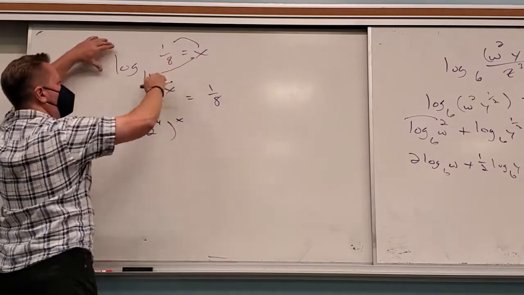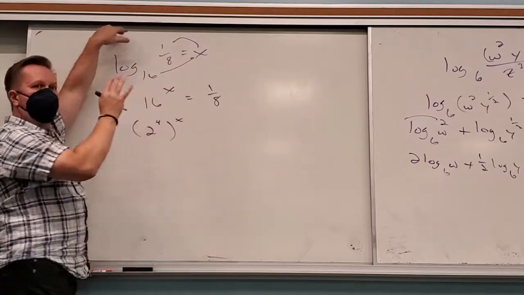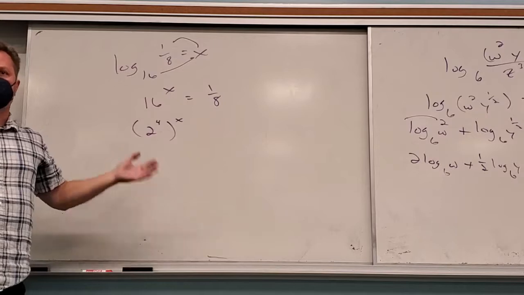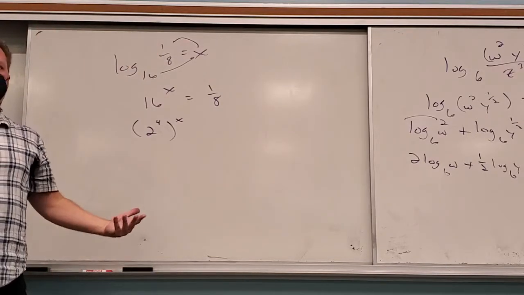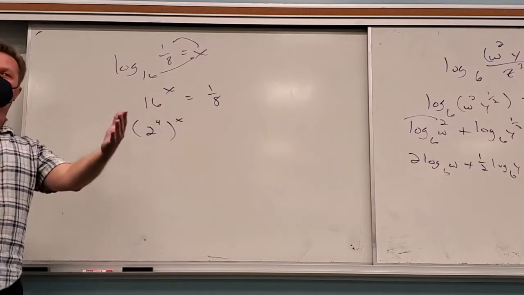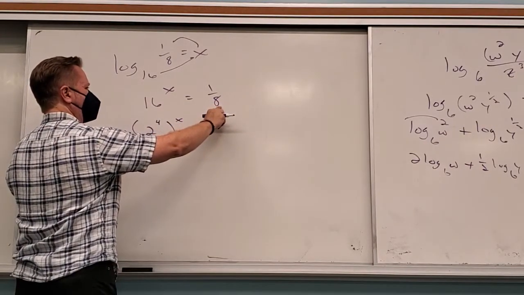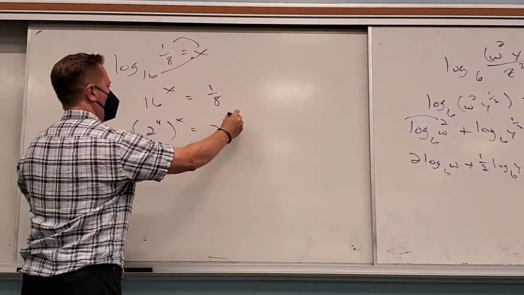Now, real quick, just stay with me. That first step, we know that 16 to the x is 1/8. 16 is 2 to the 4th, so wherever I see 16 in the universe, I can put 2 to the 4th instead, because that's what 16 is. When am I going to do it? When it's useful. All right, what's 8? 2 to the 3rd, so what's 1/8? 2 to the -3.